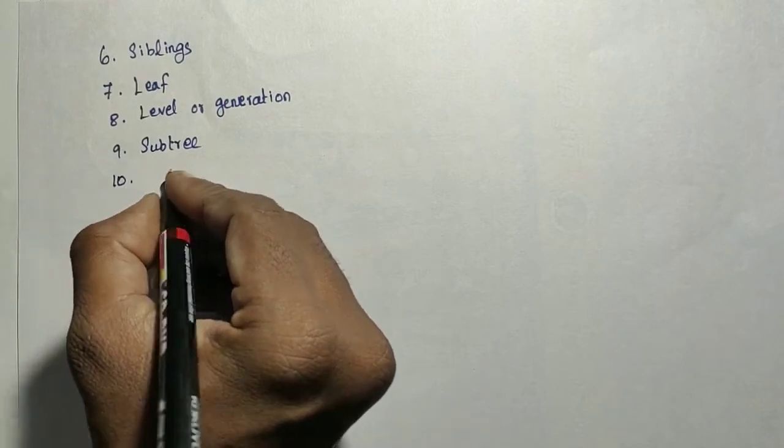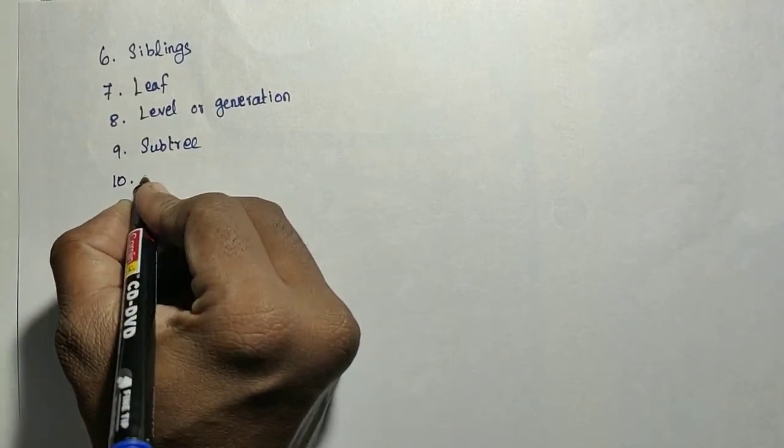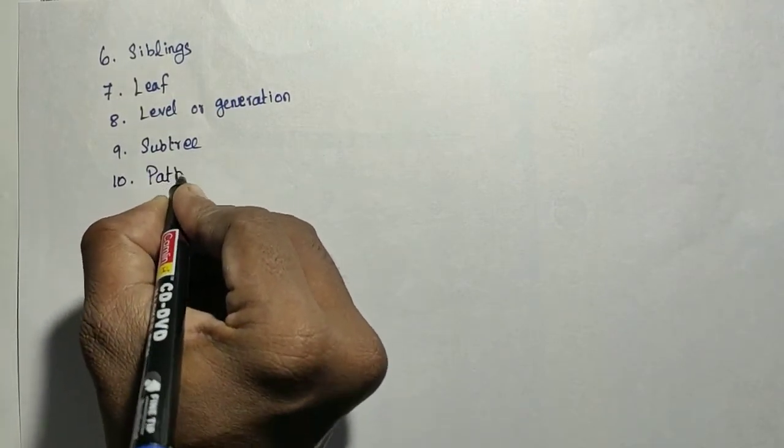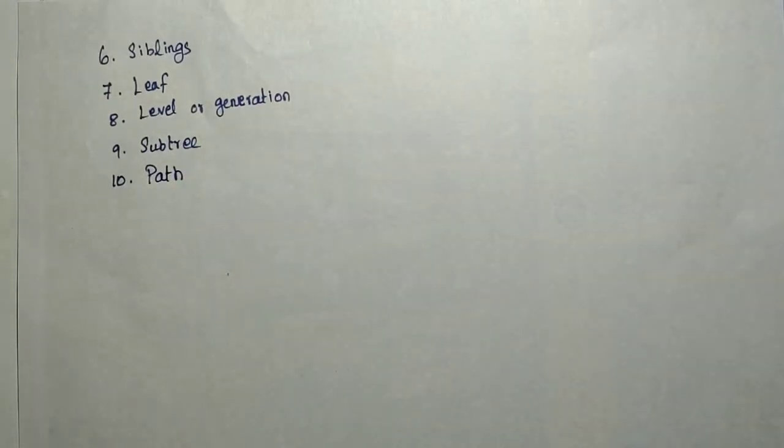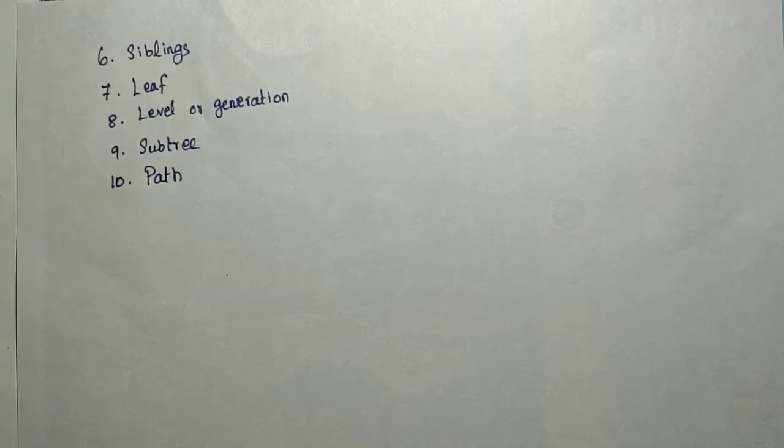Next, path. The path is nothing but a sequence of nodes. The path is represented as a sequence of nodes starting from a particular node to reach a particular node. That is called a path. So path from one node to another node. If they ask for a path from one node to another, how can we reach it?